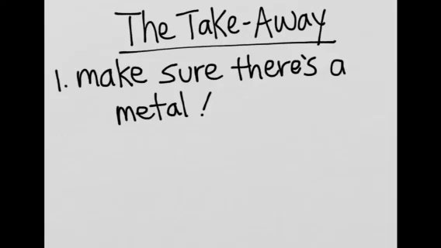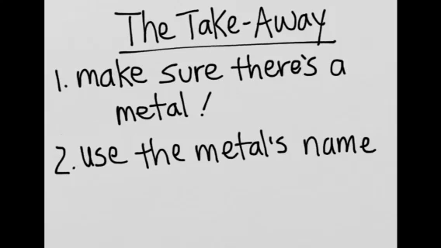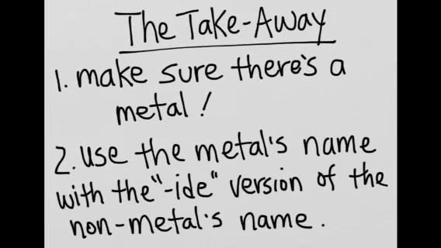So what's our takeaway? The first thing is make sure there's a metal. And then secondly, use the metal's name with the IDE version of the nonmetal's name. If you follow this procedure, you'll be using the ionic naming convention properly. You might just want to remember our old friend sodium chloride as your mnemonic.